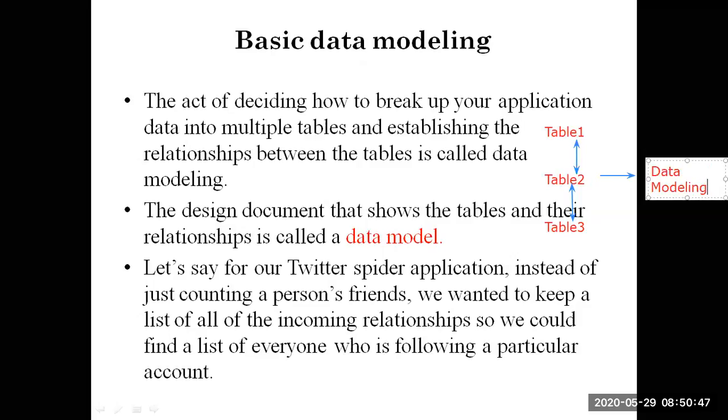You can see here, the act of deciding how to break up your application data into multiple tables and establishing the relation between the tables is called data modeling. How I can divide my application into multiple tables and how I can establish the relation between them, that is called data modeling. And the design that we use to show the tables and the relations is called a data model.